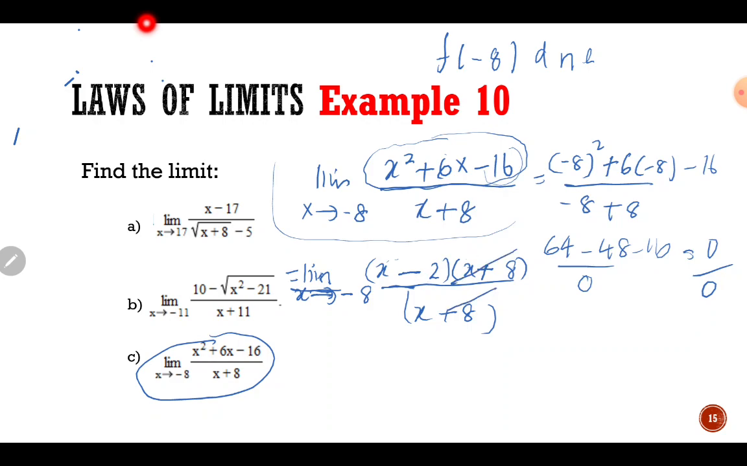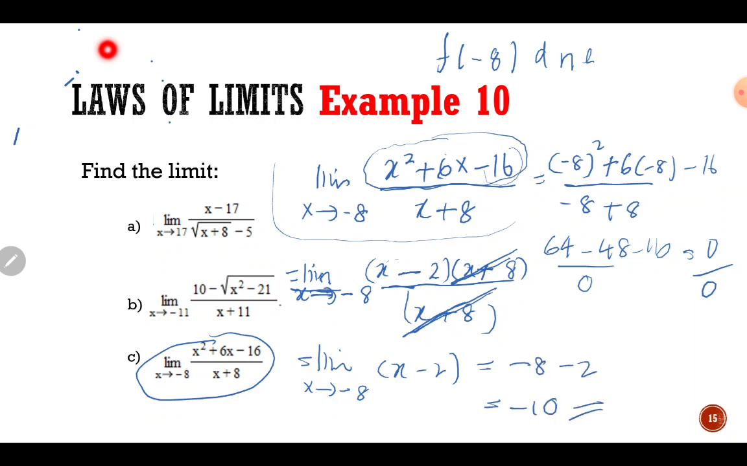So here you may cancel. So when you cancel, x plus 8 dengan x plus 8 ni dah hilang dari radar and tak ada dah masalah kosong per kosong because you only now left with limit x approaching negative 8 x minus 2, so you try to put in negative 8 inside, negative 8 minus 2, so we get negative 10. C ni macam senang sikit kan. So we get the answer for 10C, negative 10. Alright, so that's all for the third part of video untuk hari ni.